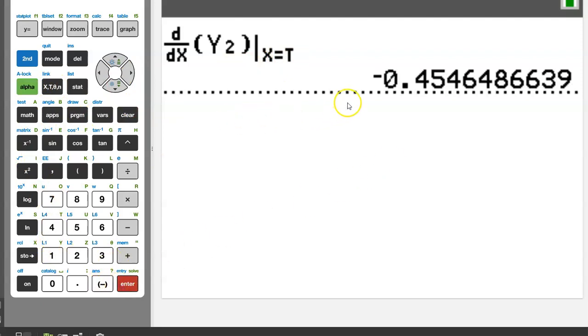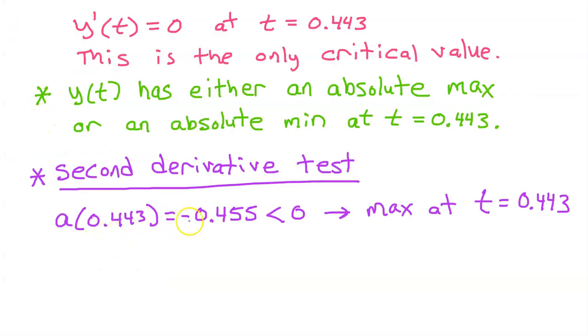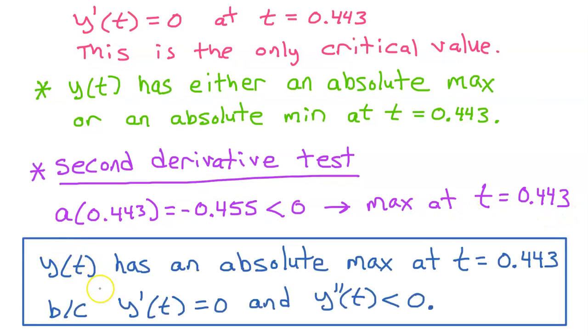Kabam! So we have the acceleration at time 0.443 is negative, 0.455. I'm rounding. So the second derivative equals negative 0.455, which is negative, which implies that the position function has an absolute max at t equals 0.443. To justify the absolute maximum using the second derivative test, you have to be sure to mention the first derivative and the second derivative like this.